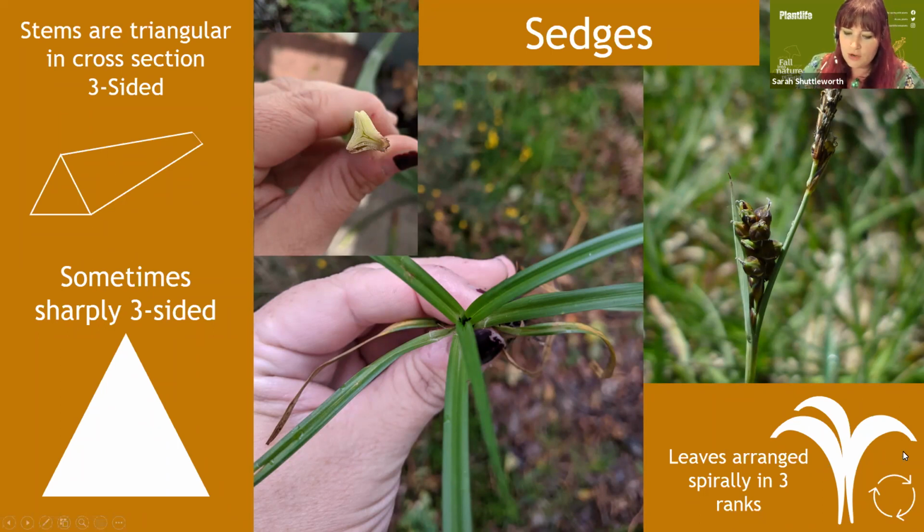Also, the leaves are arranged spirally in 3 ranks, whereas grasses have alternate leaves forming 2 ranks. And basically 3 ranks means that the leaves are grown on 3 sides of the 3-sided stem in vertical rows. The sedge flowers are wind pollinated again, like all of these. So they're small, often brown or black, and sometimes, as we talked about, with separate male and female flowers on the same plant or in separate parts of the spike.